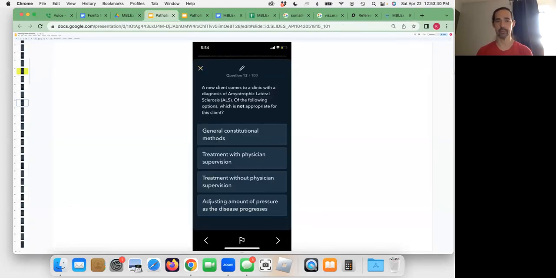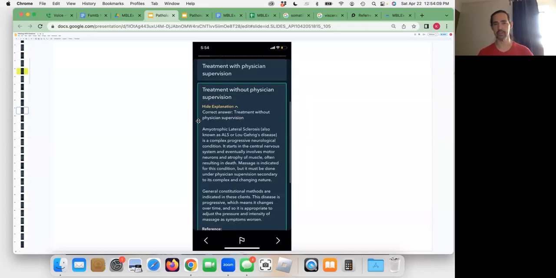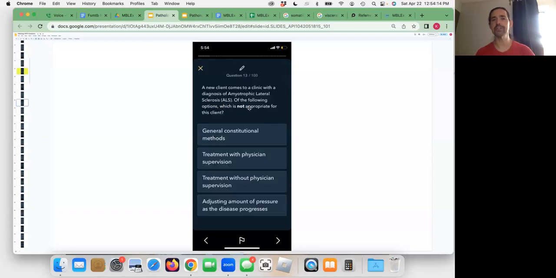Okay. Onward. A new client comes to a clinic with a diagnosis of ALS. ALS is also Lou Gehrig's disease, right? Of the following options, which is most appropriate for this client? General constitutional methods, treatment with physician supervision, treatment without physician supervision, or adjusting the amount of pressure as the disease progresses. So this is one of those diseases you definitely should have a physician's supervision. Wait, what's the question? Which is not appropriate? Yeah, not appropriate.